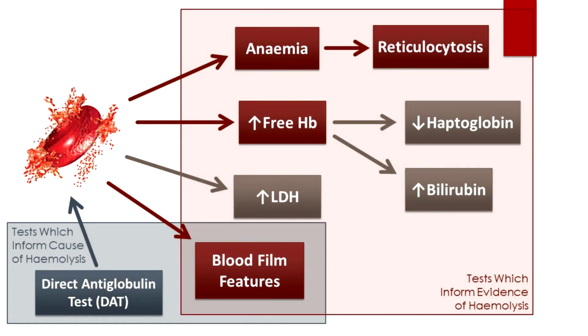Then there's two sets of tests that really tell us about the cause of hemolysis. And one of them that is both evidence of hemolysis and potentially telling us the cause are the blood film features. And that's when a scientist, technician, or hematologist looks down the microscope at the blood film. There are features that can tell us that there is hemolysis and give us hints to where that hemolysis is coming from in terms of the cause. That's really helpful. We'll talk about those specifically in a moment. And then lastly, a test that just tells you about the cause and isn't necessarily evidence of hemolysis itself is the direct antiglobulin test, or DAT.